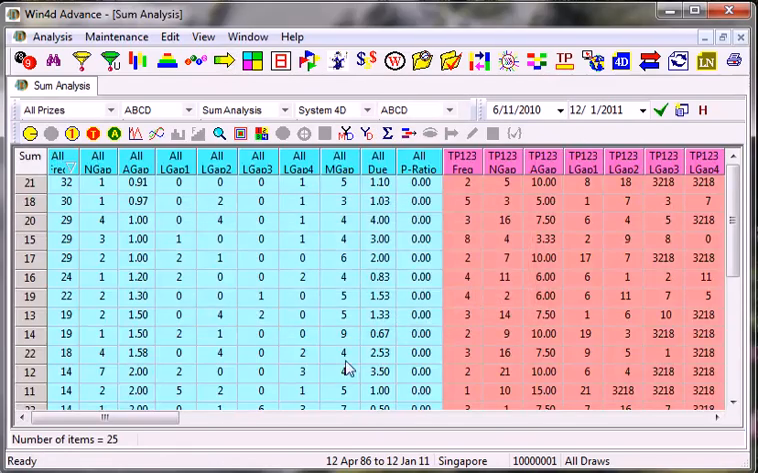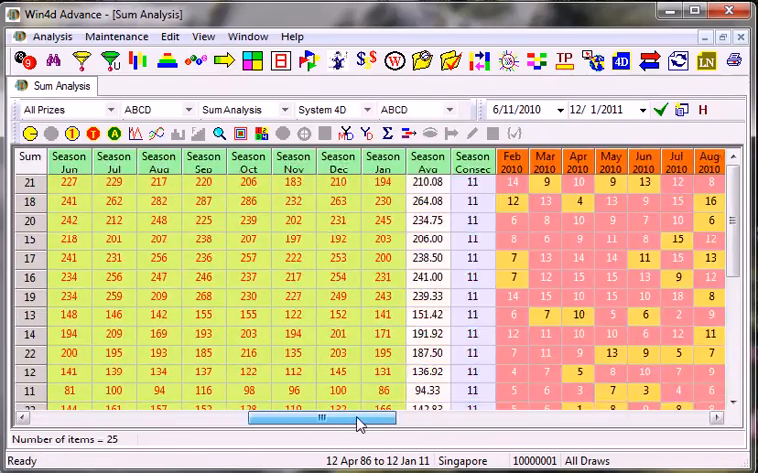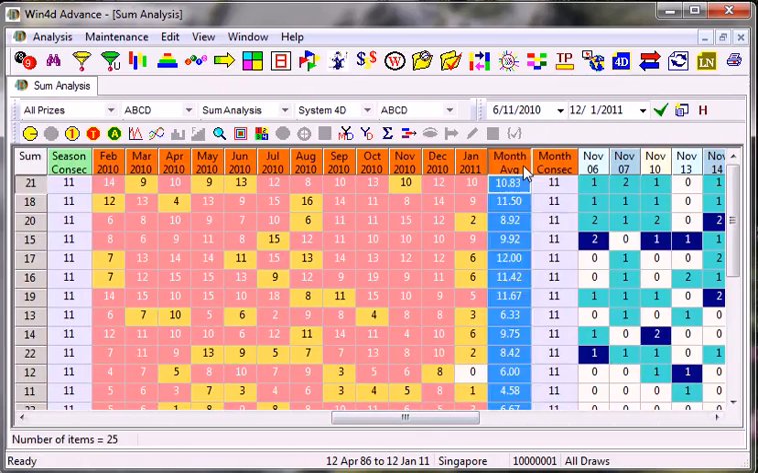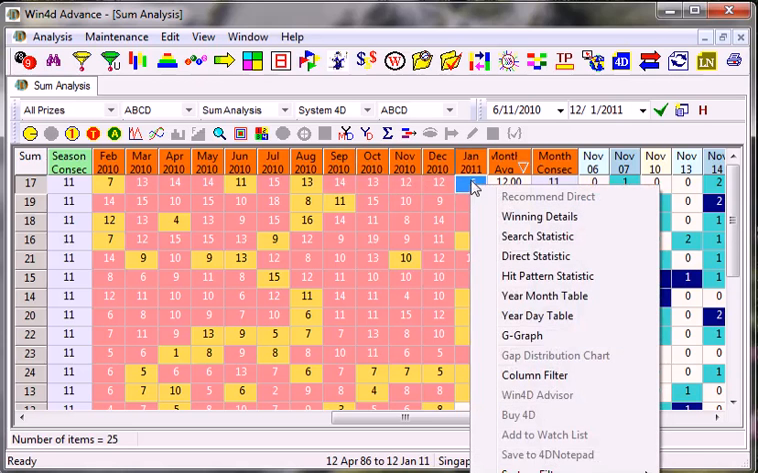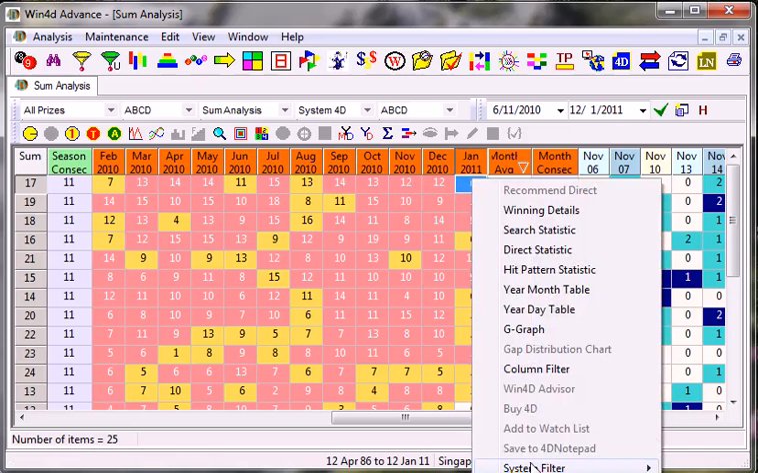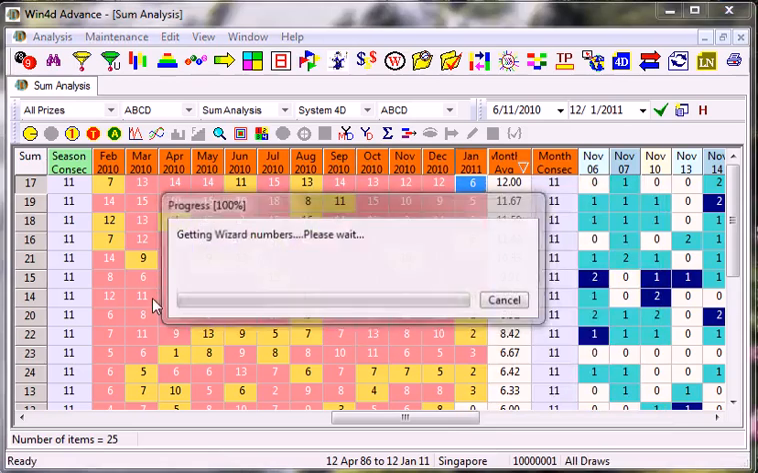I'm talking about a 24 permutations number, and what interests me most is the Sum70, because since September, October, November, December, almost every month, one of the numbers in this group of numbers does appear. So how do we know which numbers? Highlight here, right click, and then go into the system filter, System40.